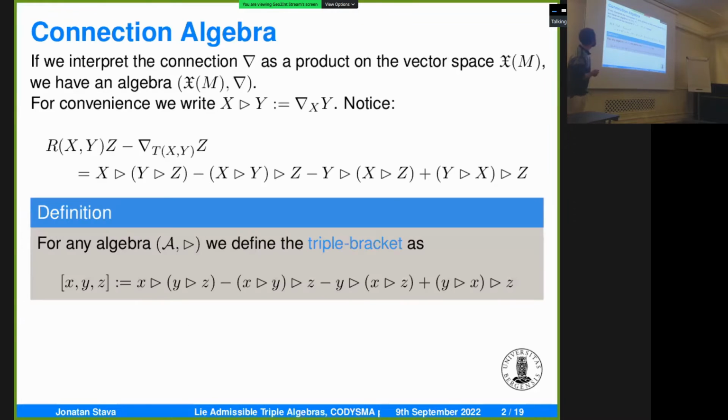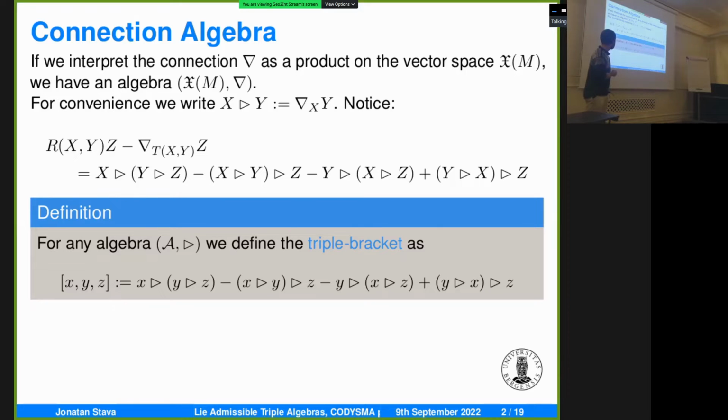But what I really want to introduce is this thing that we call the connection algebra, which is similar to what Dominique has been talking about. We would just consider the connection here as a product on the vector space. And that is going to give us some algebra that we will call the connection algebra. And like Dominique, we're going to tilt the triangle down like this for simple notation.